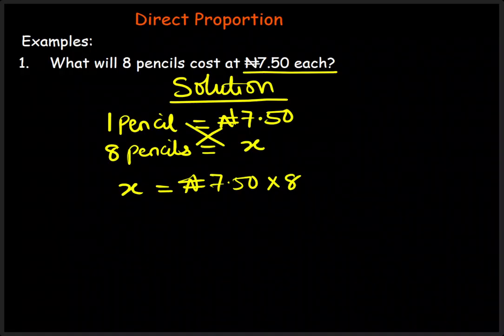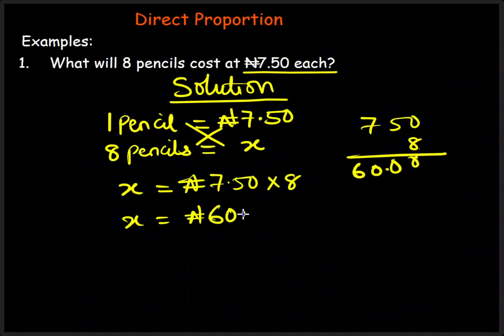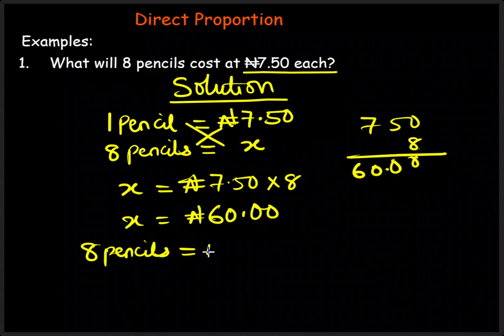So 7 naira 50 kobo times 8, that will give us 60 naira. So our x is equal to 60 naira. That means 8 pencils equal 60 naira. Okay, so we move to the second question.